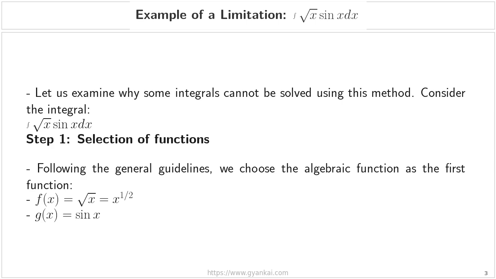Then that leaves us with sine of x as our second function, g of x, so g of x equals sine of x. We've made our initial choices. In the next slide, we'll actually apply the integration by parts formula with these selections and see if it leads us to a simpler integral. Remember, the key is simplification. If it doesn't get simpler, IBP isn't the right tool for this job.